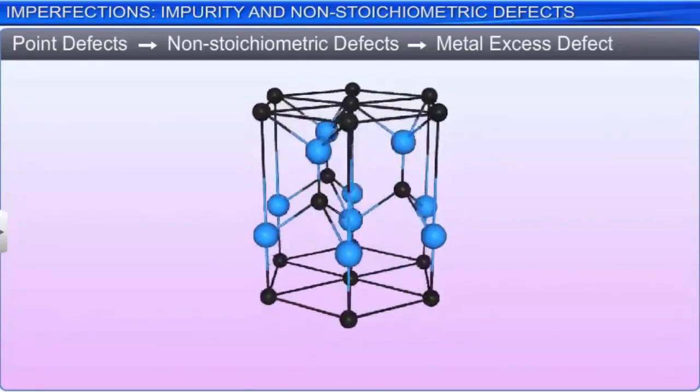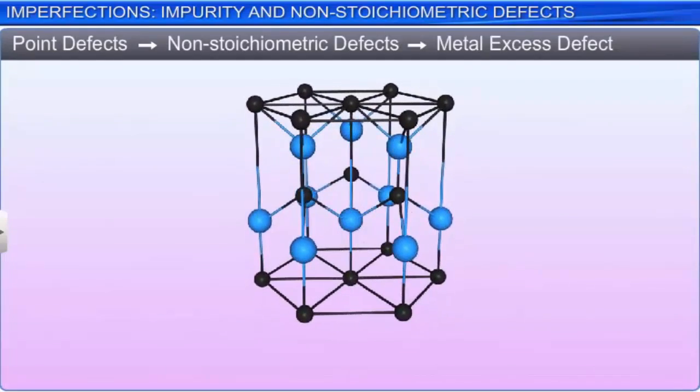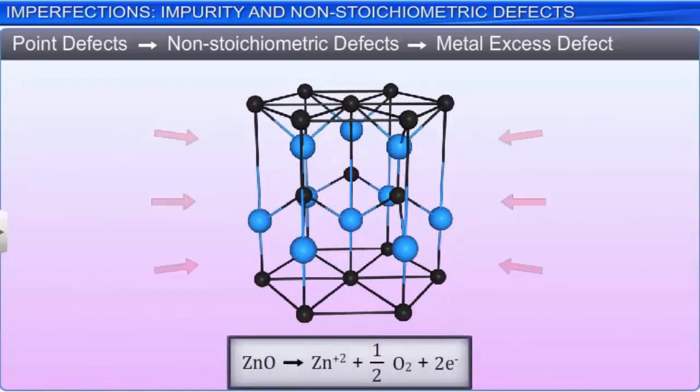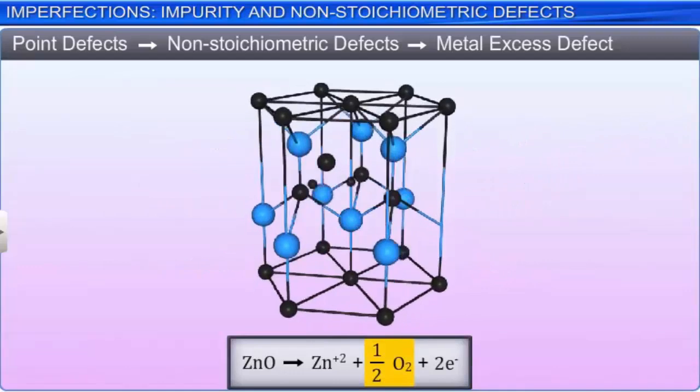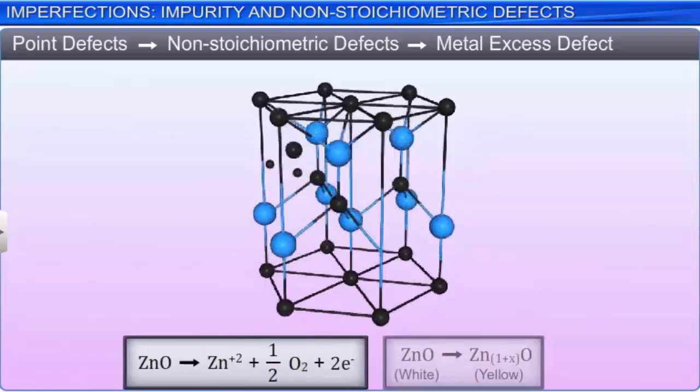Zinc oxide is a white solid at room temperature. On heating, it loses oxygen and turns yellow. Now there is an excess of zinc in the crystal and its formula changes from ZnO to Zn1+xO. The excess zinc 2+ ions move to the interstitial sites, and the electrons to the neighboring interstitial sites.